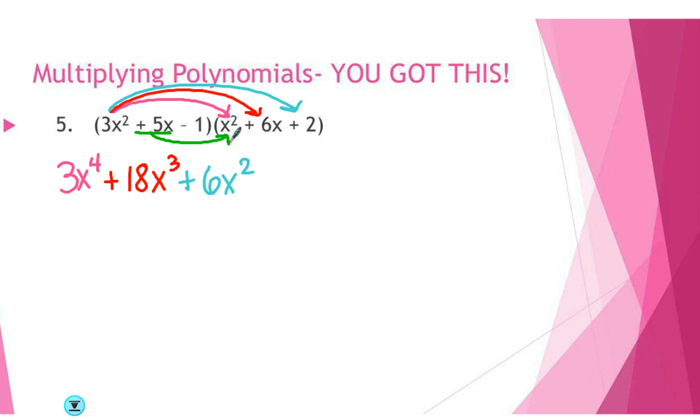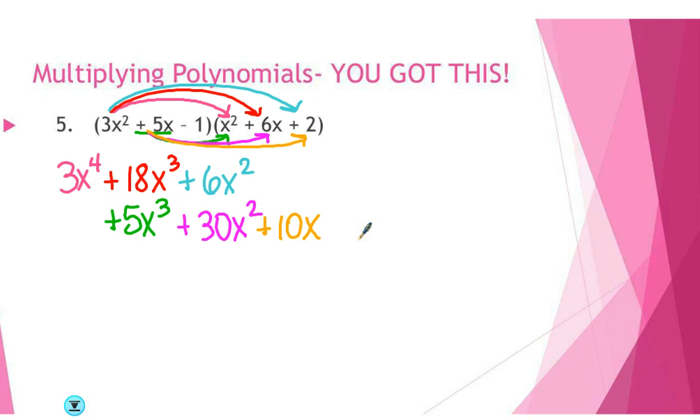5x times x squared, that's 5x to the 3rd power. 5x times 6x is a positive 30x squared. 5x times 2 is a positive 10x. Now, to be honest, you're not really going to see anything like this, but I just thought I'd challenge you guys, and I think you can handle it.